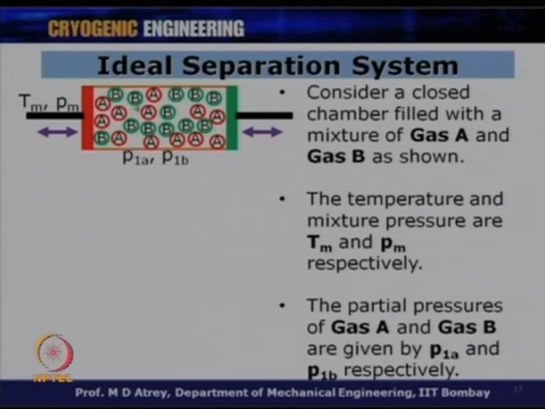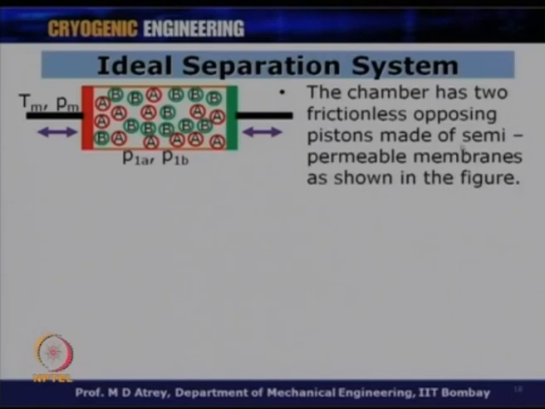Depending on the amount of gas A and gas B, we get partial pressures of gas A and gas B, termed P1A and P1B. The chamber has two frictionless opposing pistons made from semi-permeable membrane, as shown in the figure. So, these are not only pistons, they are also membranes, and they are semi-permeable, meaning they allow only one type of gas, A or B, to pass through, as we had seen earlier.